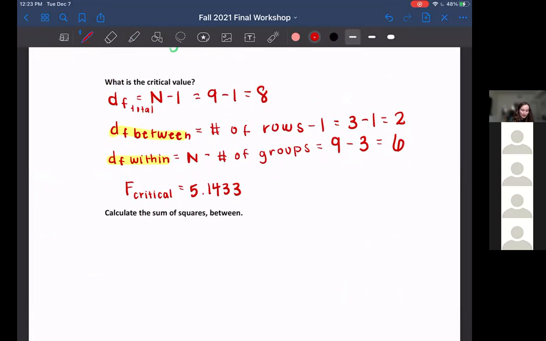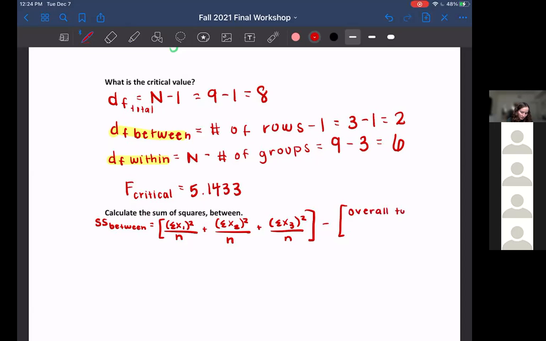Okay, so now we need to calculate the sum of squares between. So there's a super complicated formula. So it's SS between is equal to, so the sum of x1 squared divided by n plus the sum of x2 squared divided by n plus the sum of x3 squared divided by n, and then minus the overall total squared divided by n. Okay, so that's our formula. So let's try and plug everything in.